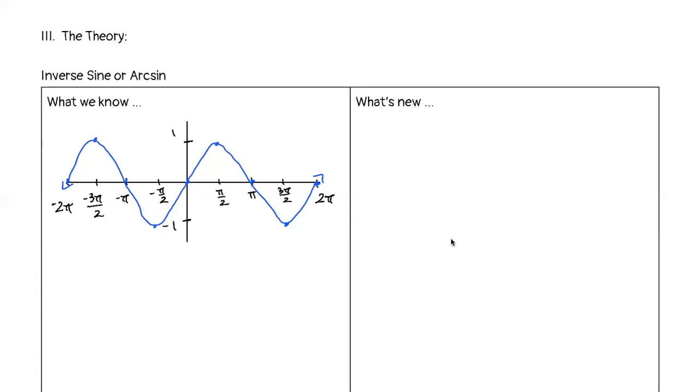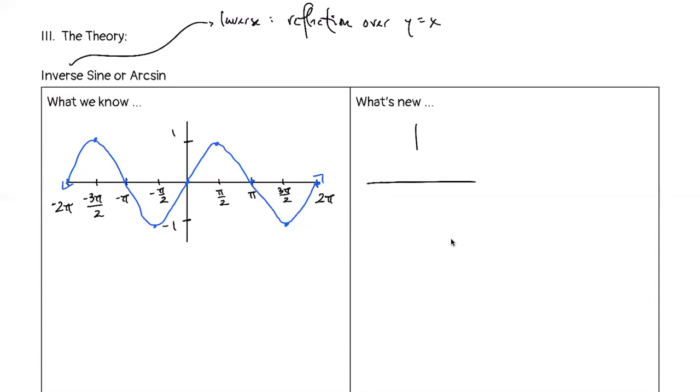But when we think back to what we know about an inverse, we know that we can take a graph and we can reflect it over the line y equals x. That was something we learned in Math 116. That in general, when we have an inverse, it is a reflection over the line y equals x, okay? Now, if I took this whole blue graph and I reflected it, what I would end up with is a function that looked something kind of like this.